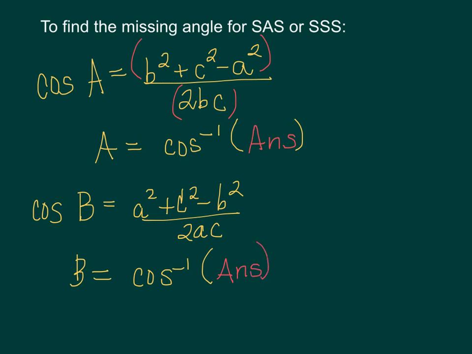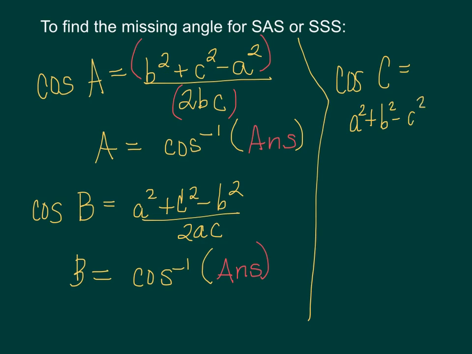And then to find angle C, and to get the actual angle, you do cosine inverse of that answer. So that way you can either use law of cosines or law of sines to help you find your missing angle.